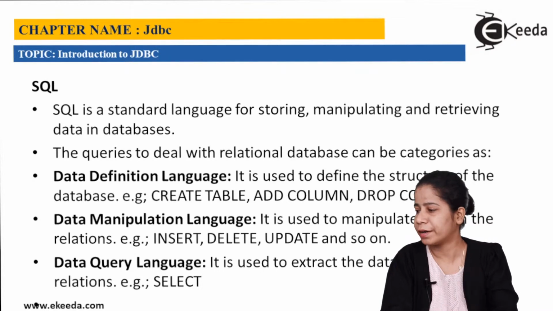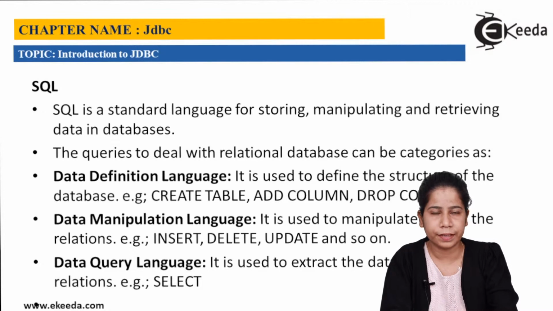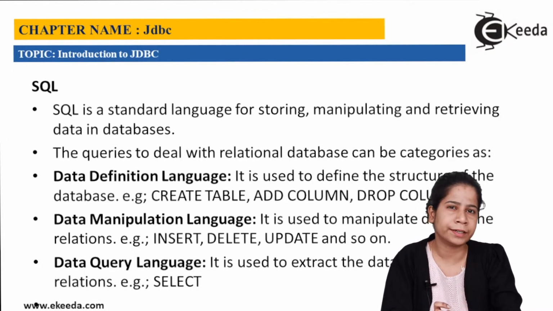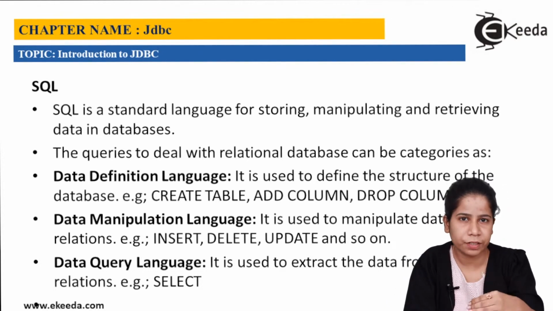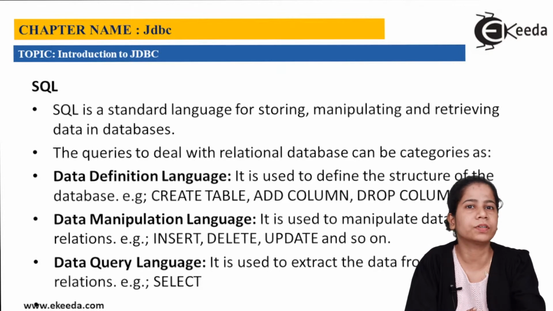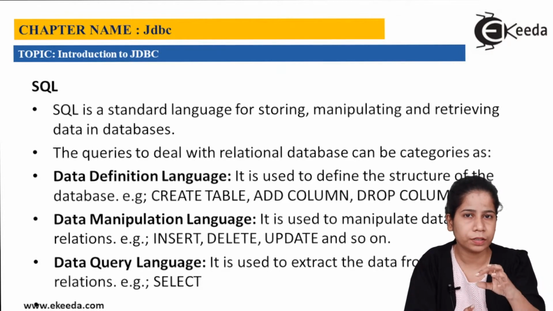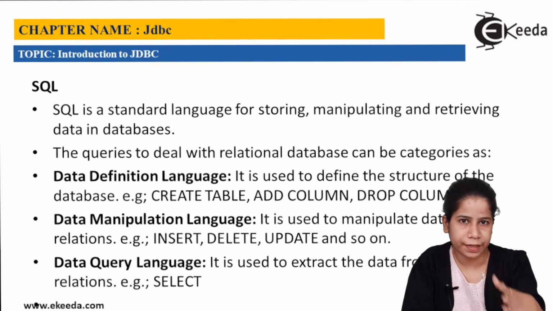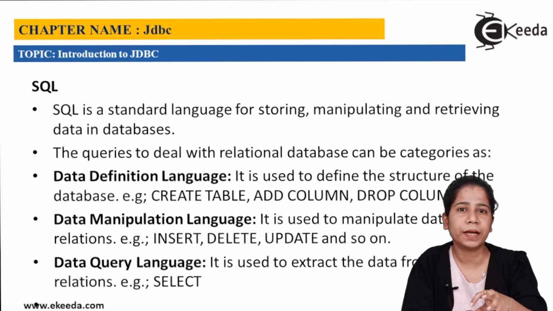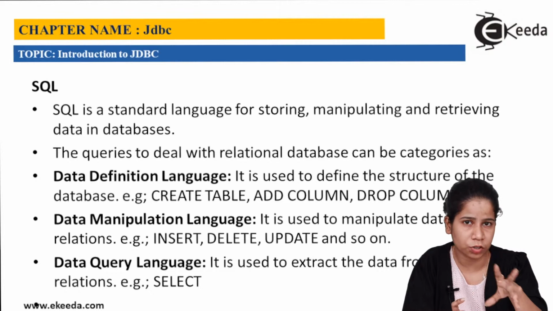So what are these categories? The first is DDL, Data Definition Language. The name itself says that it is related to the definition. Now what do you mean by that? Definition implies structural modification into the table or into the databases. DDL is Data Definition Language, which implies that some modification happens to the structure.